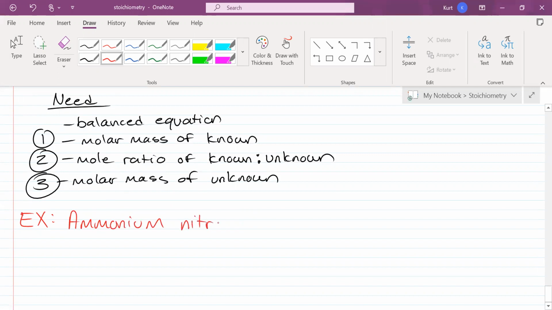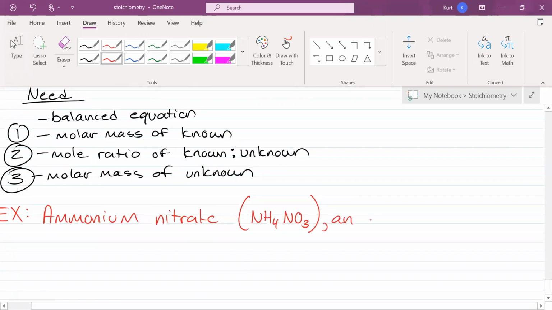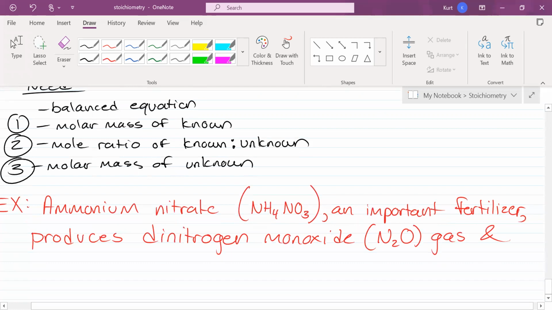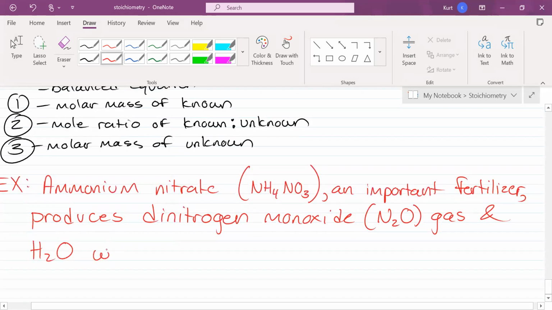Ammonium nitrate, which is NH4NO3, an important fertilizer, produces dinitrogen monoxide, N2O gas, and H2O when it decomposes.